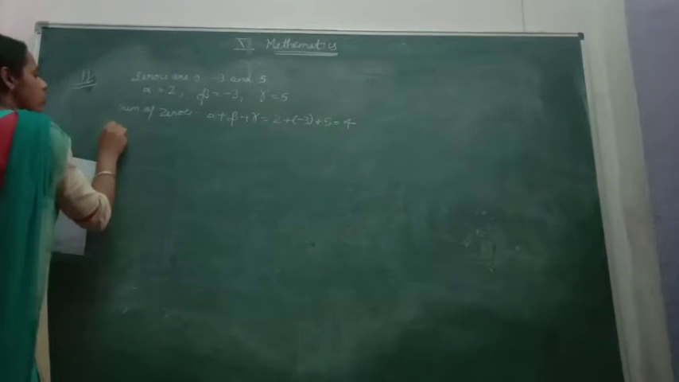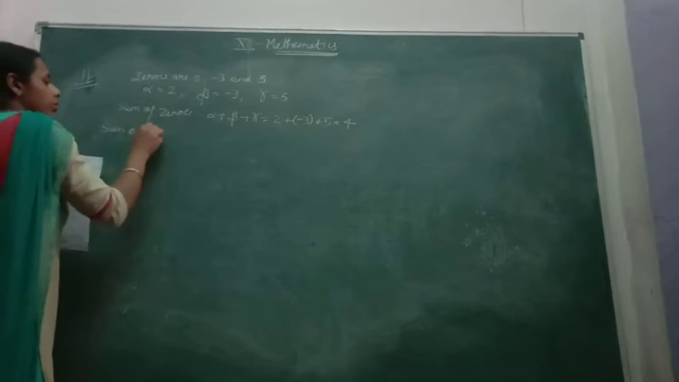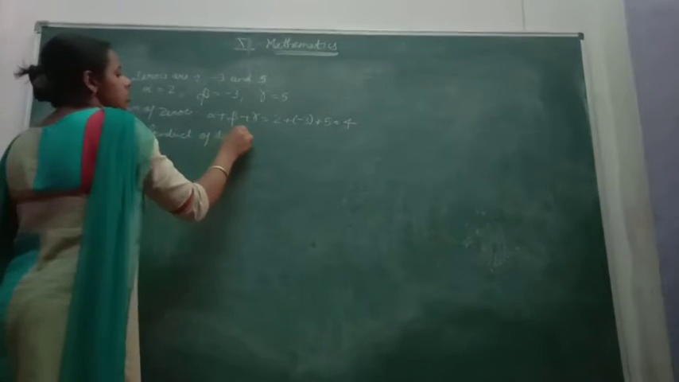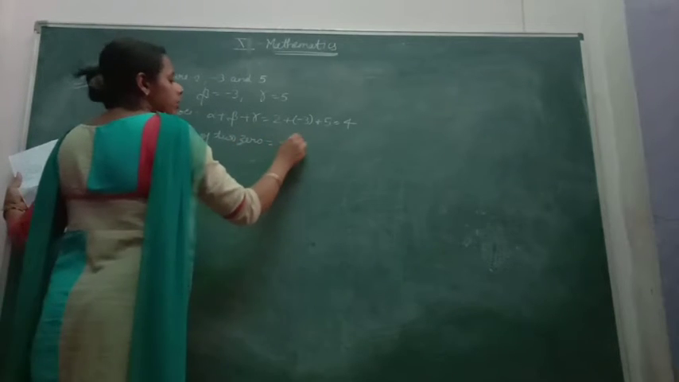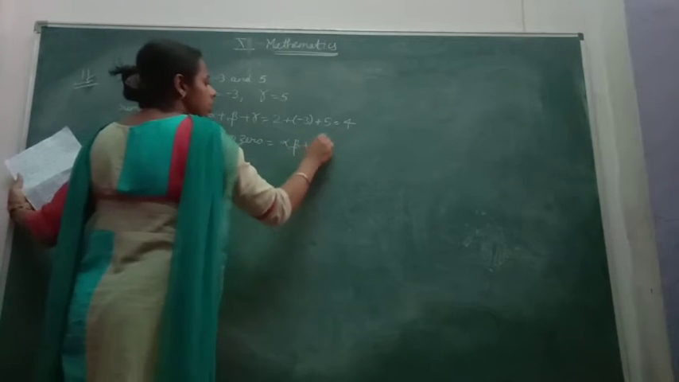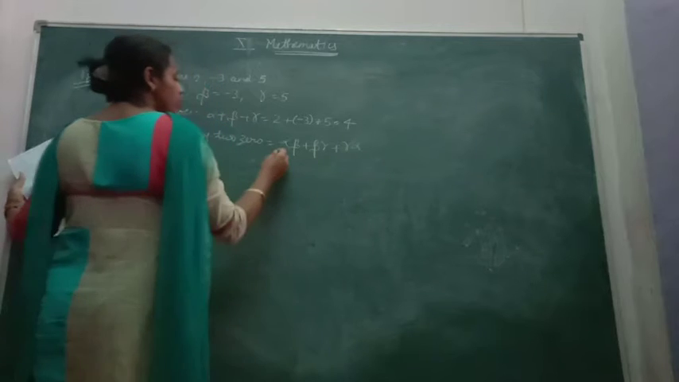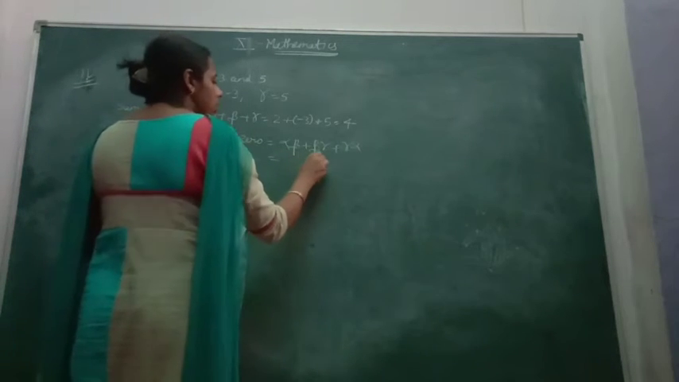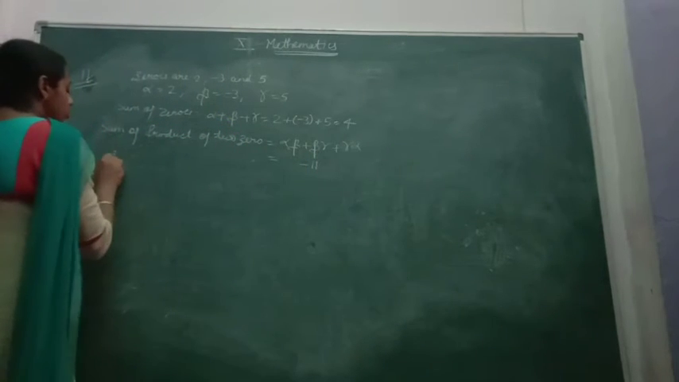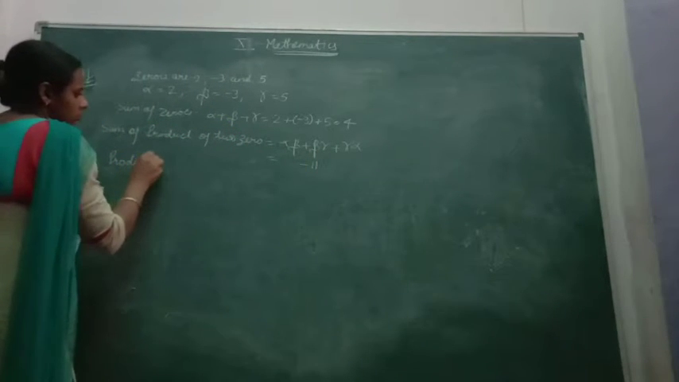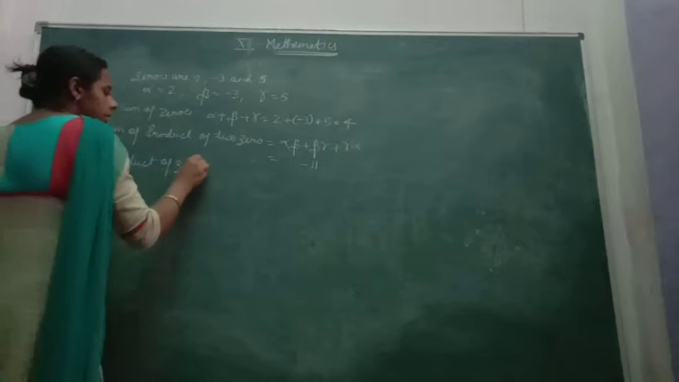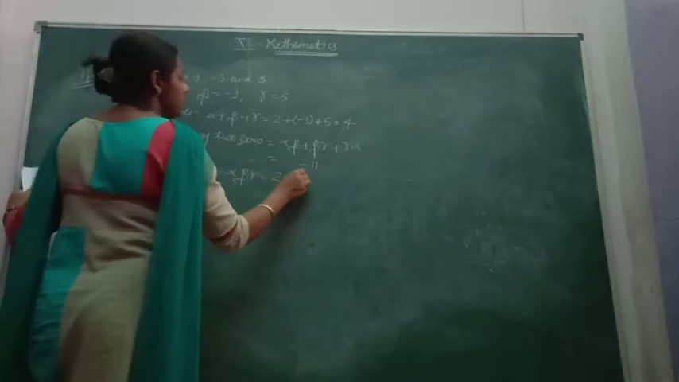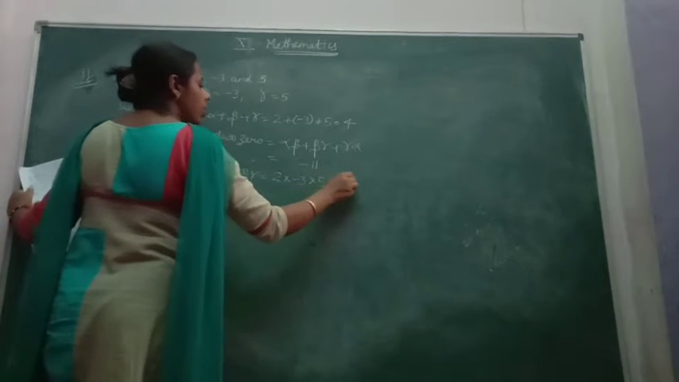Okay, the sum of the product of two zeros, that means alpha beta plus beta gamma plus gamma alpha. On putting these values you will have minus 11. Okay, and the product of zeros, that is alpha beta gamma, you will multiply these three zeros, so you will have minus 30.